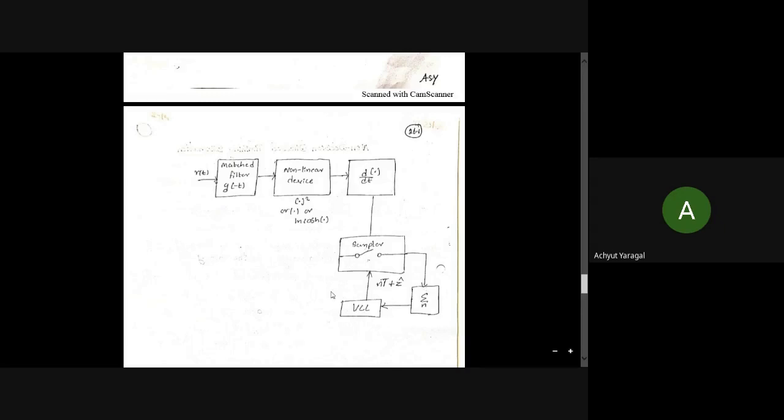Okay, so this is how we can explain the non-decision directed method for the estimation of the time here. That is the maximum likelihood estimation of the time here. Okay, so let us move on to the next topic here.